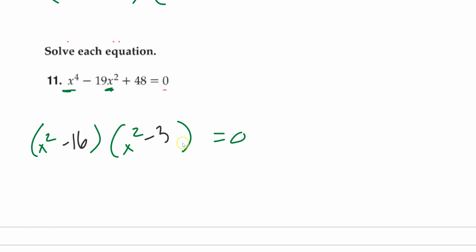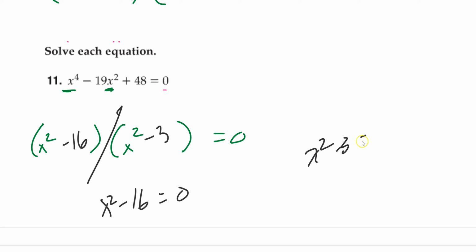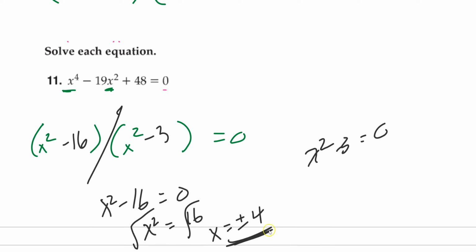So you factor like normal, now you could split it like we always do. X squared minus 16 equals 0. X squared minus 3 equals 0. Remember, if you only have one term, one variable, just solve for it. X squared, you could factor, but easiest to solve for it. Square root it, and remember when you square root it, you should get plus and minus 4. And over here, x squared equals 3, square root it, x equals plus and minus root 3.